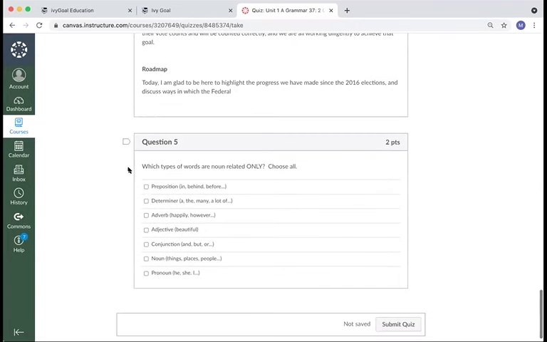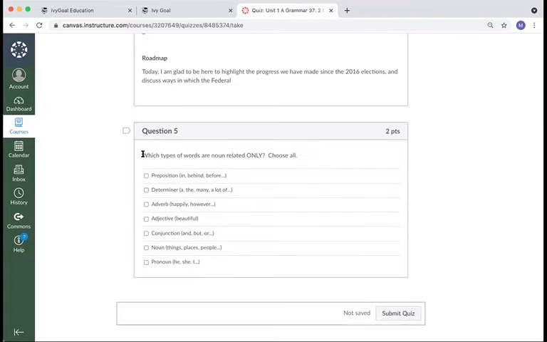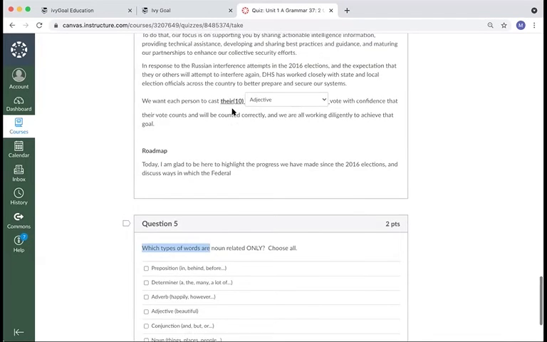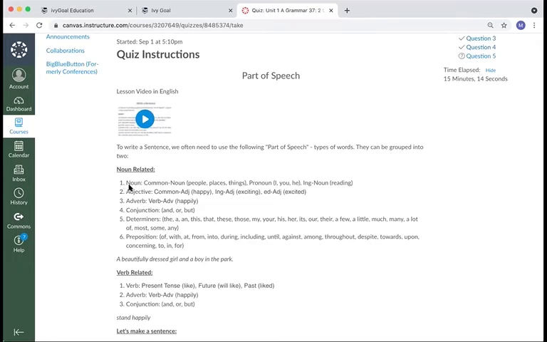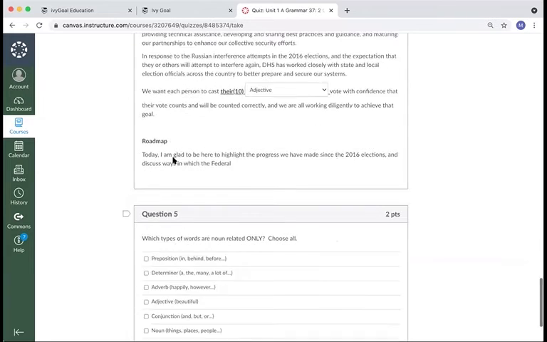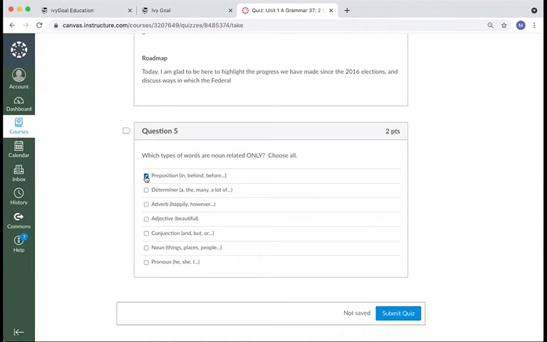All right, guys, which types of words are noun related only? Anybody can call out. You guys can unmute and tell me which ones are noun related only. What do you guys think? I'll scroll back up if you want so you can take a look. Noun related only. This is what we're looking for. Memorize that. Okay, what do you think? I saw preposition. What else did you guys see? Anybody can unmute and say it.